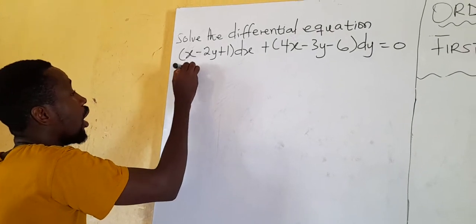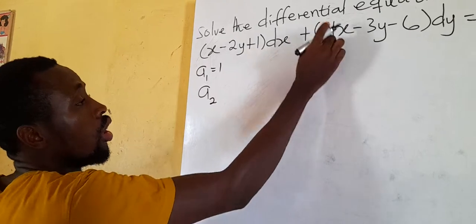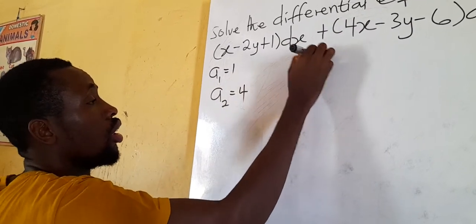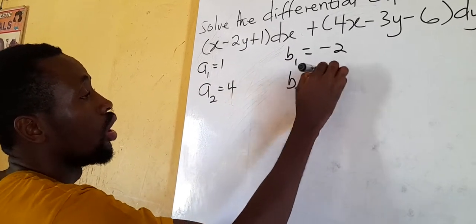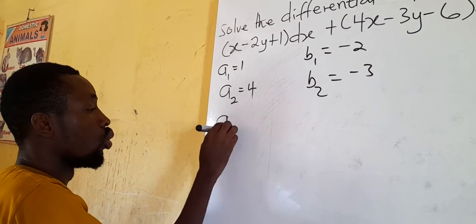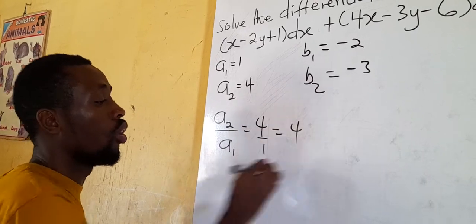Remember our A1 here is 1, and our A2, remember, is 4. Our B1 is negative 2, and our B2 is negative 3. So what's the next thing? We'll divide A2 by A1. That will be 4 over 1, which is equal to 4.